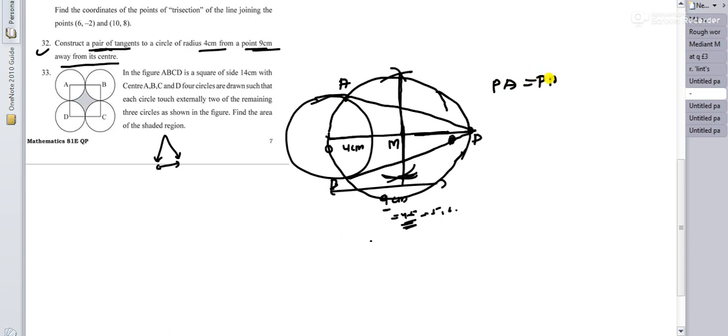PA and PB are your tangents. Got it? So like this you have to draw. These are the pair of tangents.